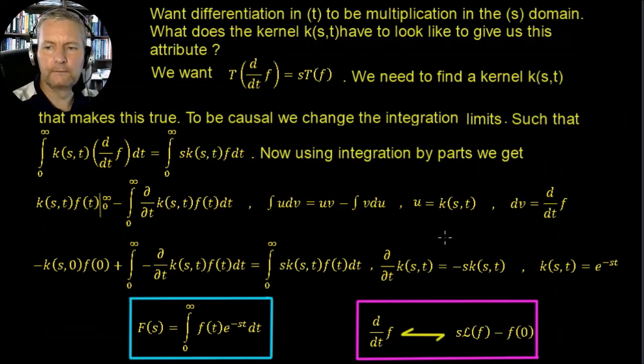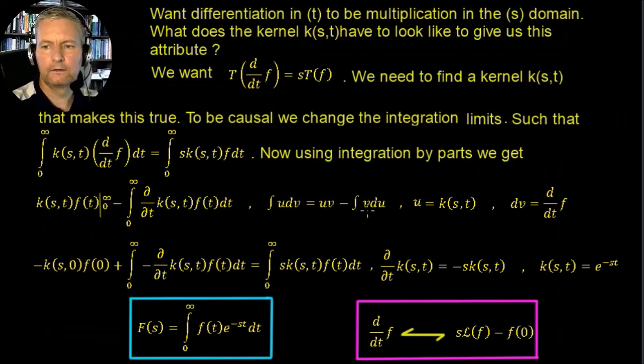Now we can see that our value of u times v, well, u is just K(st), so that's K(st) here, times the value of v. Now this here is our dv, so in order to get back to v, we have to integrate this side, and that would just give us back our f of t. So we'll simply have here K(st) times f of t, evaluated from 0 to infinity. Now the second part is minus the integral of v du.